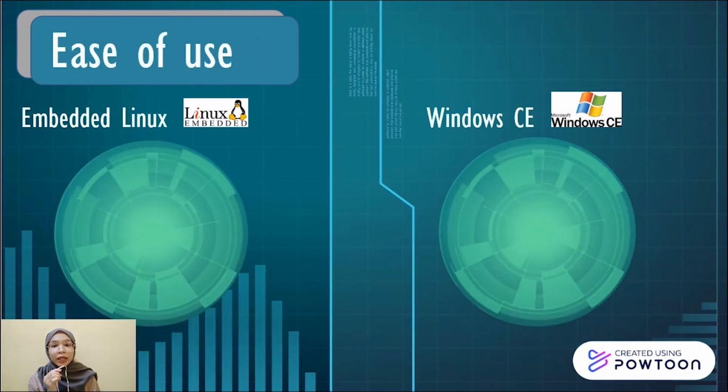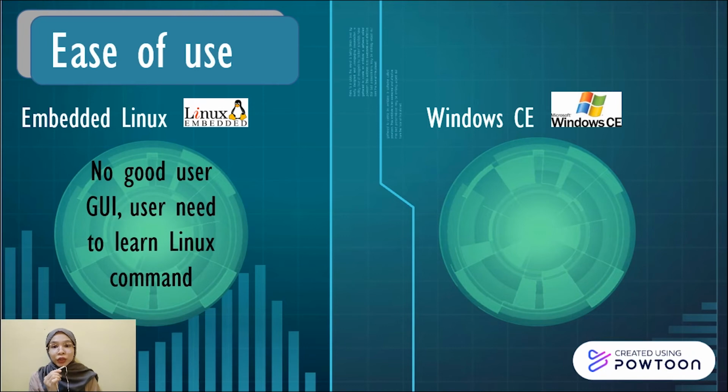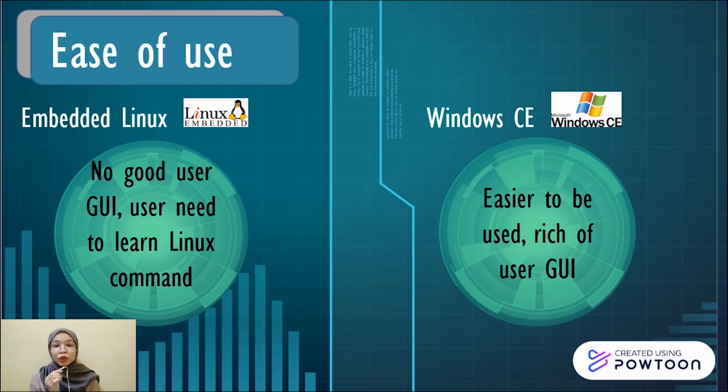Next, embedded Linux has no good graphical user interface since it is commonly used by technical users. This leads to difficulty for non-technical users to work with Linux as they need to learn various Linux commands to work with it. In contrast, Windows CE can easily be used by technical users as well as non-technical users, as it is rich in graphical user interface.